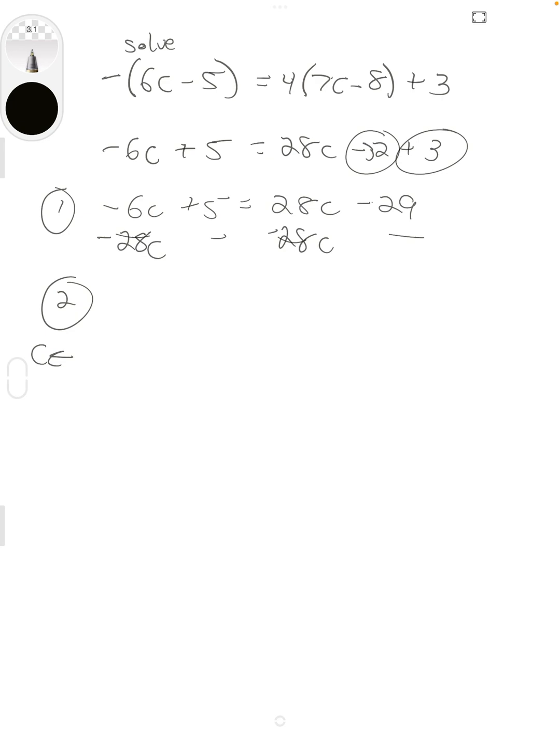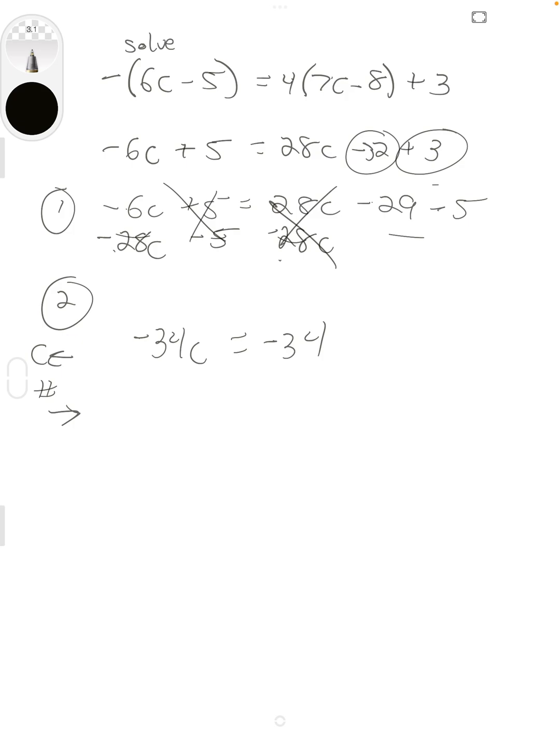And I get 28c minus 28c is 0. So I end up with negative 6 minus 20, which is negative 34c. And then I'm going to get the numbers on the right side. So subtract 5 from both sides. These will go away. Negative 5 plus 5 is 0. And on the left side, all I've got is this. And on the right side, I have negative 34.